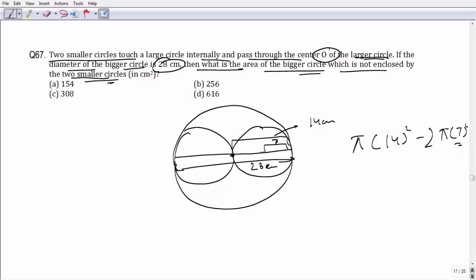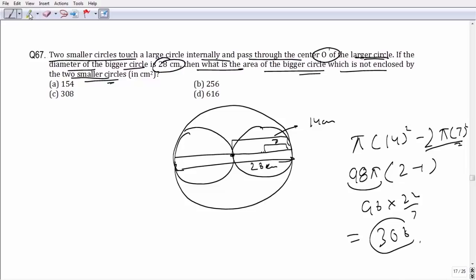Now, taking 2 pi into 14, that is 98 pi, common from this, we will be left with an equation. We will be left with 98 pi inside the bracket, there would be 2 minus 1, and the value of pi is 22/7, giving us the value as 308 centimeters squared, leaving behind option number C as the answer.